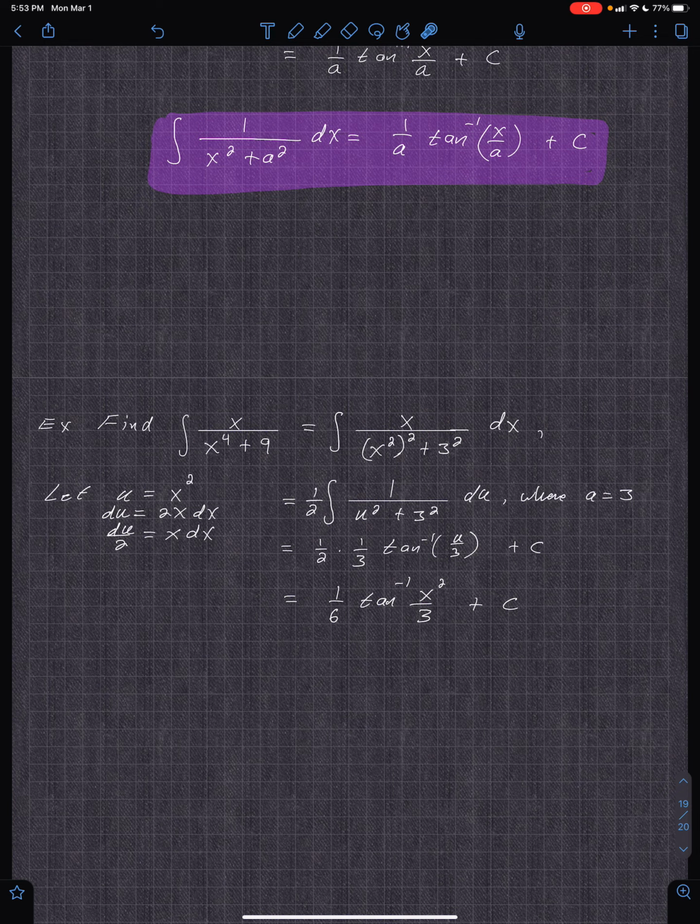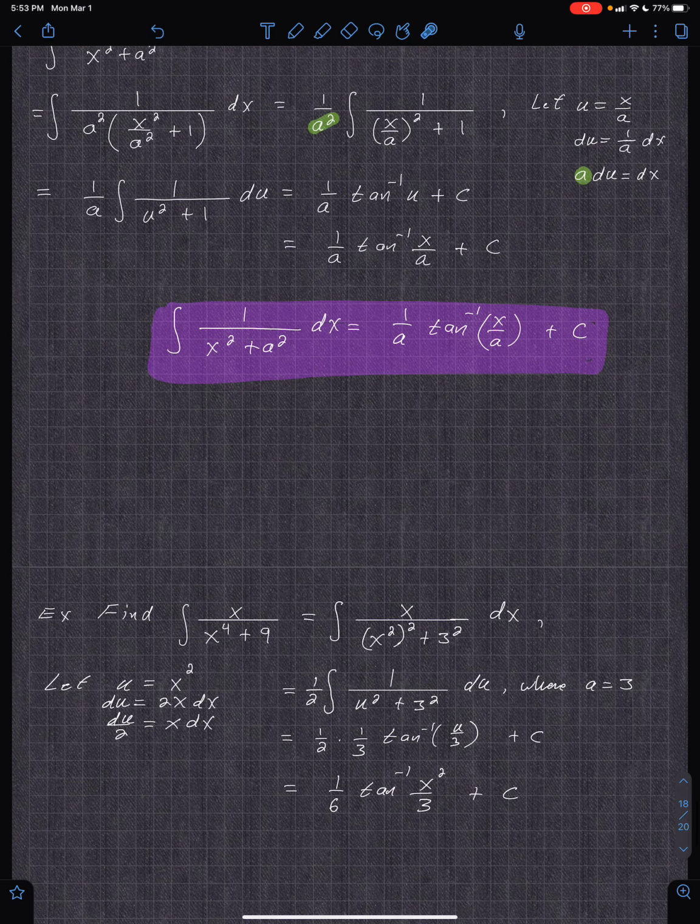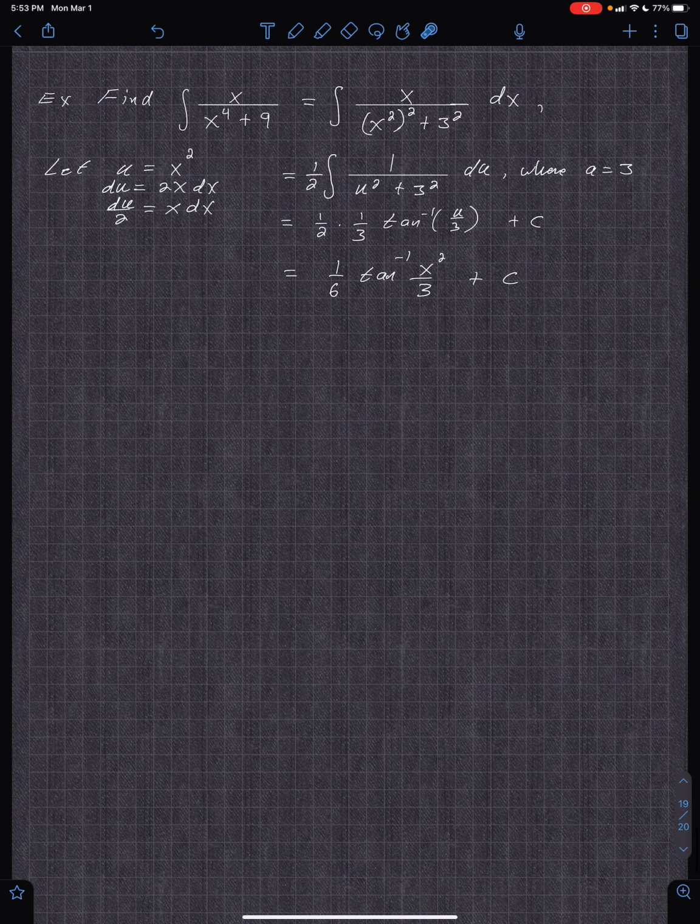Okay. That wraps up 1.6. And next, the last section we'll cover in Chapter 7 is on what's called hyperbolic functions. And we'll get to that next.